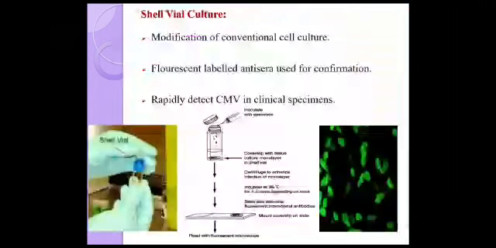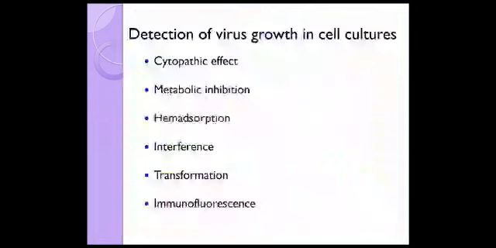This is another method, shell vial culture, a modification of a conventional cell culture. Here you are going to use a fluorescent labeled antisera, that is, which contains the antibodies which can be used for confirmation. And why we use this when compared to the conventional technique is that this is more rapid when compared to the conventional cultures.